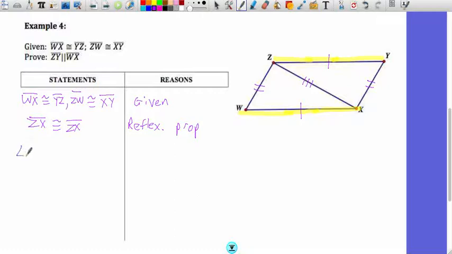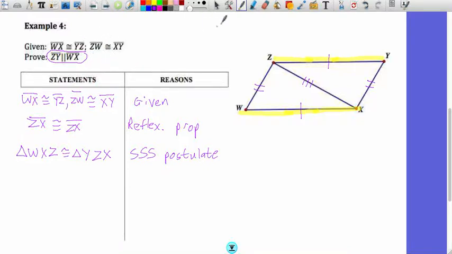This allows us to conclude that triangle WXZ is congruent to triangle YZX, and that would be because of the SSS, side-side-side postulate. In this particular case, we cannot go directly to the information that we were asked to prove, because congruency of triangles does not necessarily give us parallel lines.